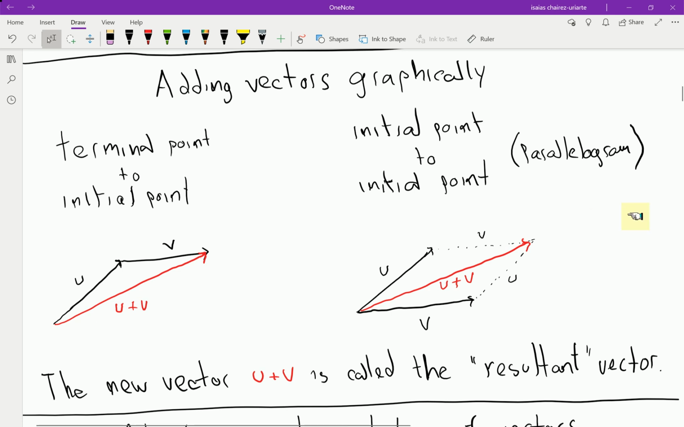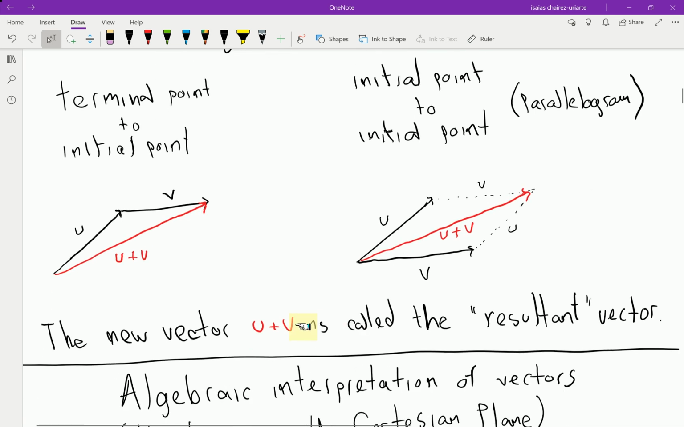This new vector u plus v is called the resultant vector. So resultant is just the sum of 2 vectors, or the difference of 2 vectors.